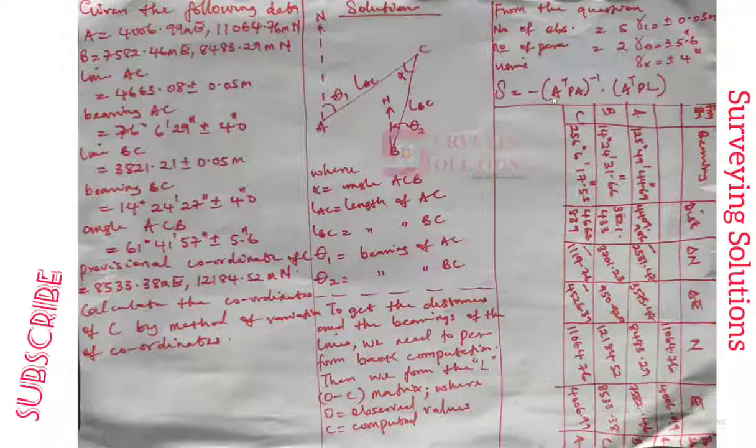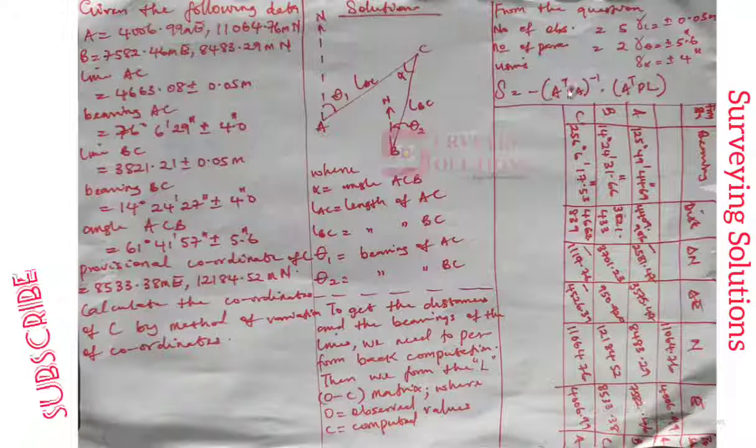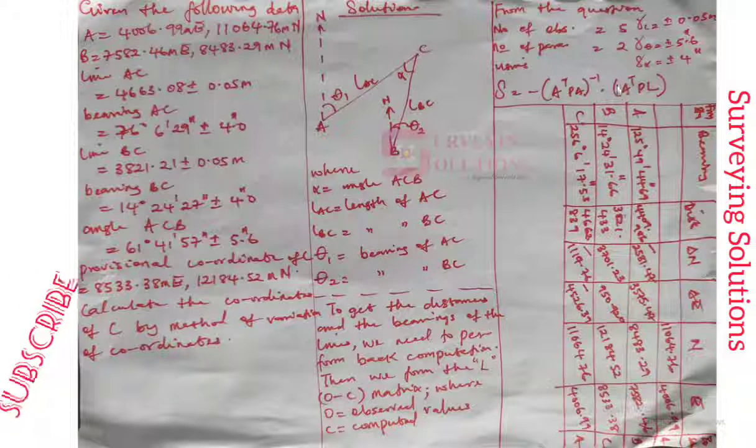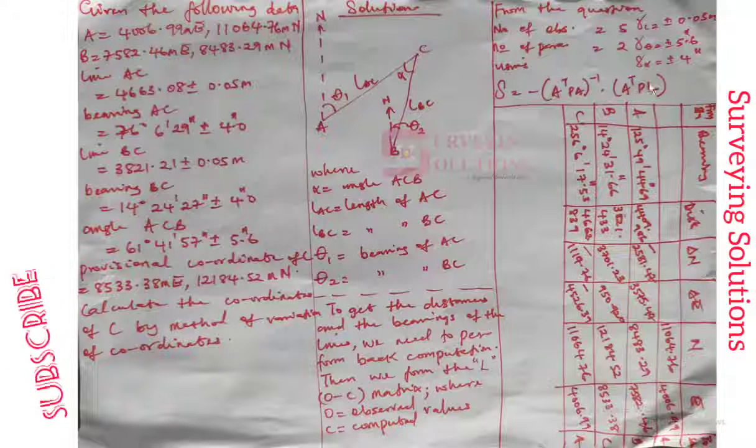Good. So this is the formula we are going to use: A transpose P A, the inverse, multiplied by A transpose P, and then the L matrix. You are going to see the elements of all of these matrices as we proceed. So we have A transpose P A inverse, multiplied by A transpose P L, right?